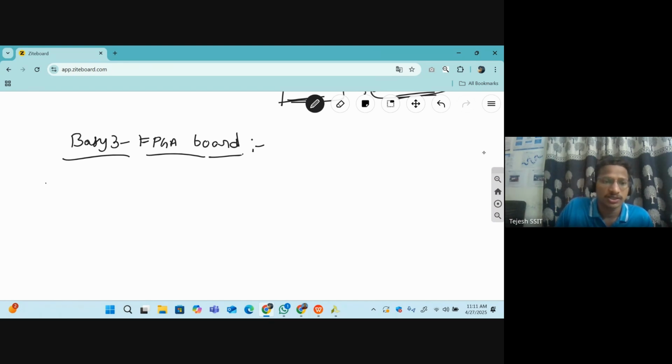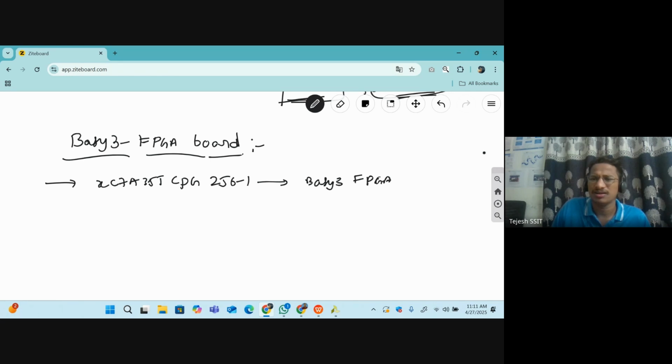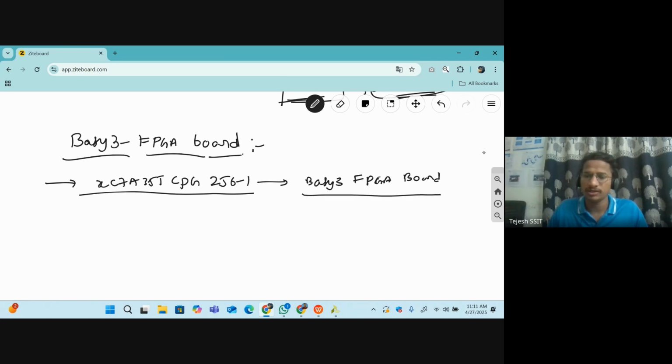First of all, XC7A35T CPG236-1. This is the Basys 3 board. Sir, we can't understand anything, like what is this kind of number here? We all know Basys 3 FPGA board is the name. So what is this number? It is the part number. What is this part number? We can't understand anything like that.